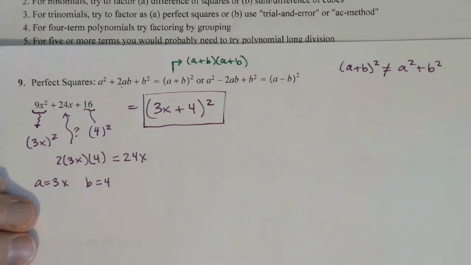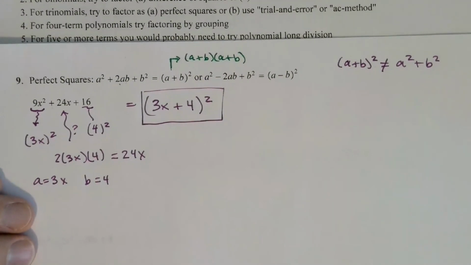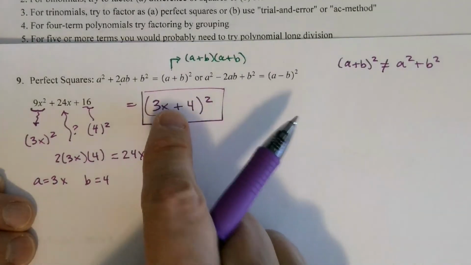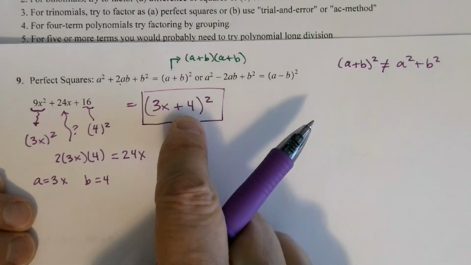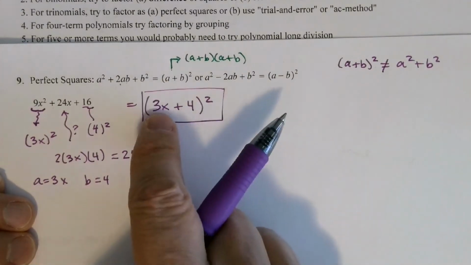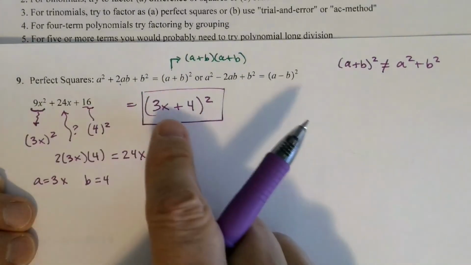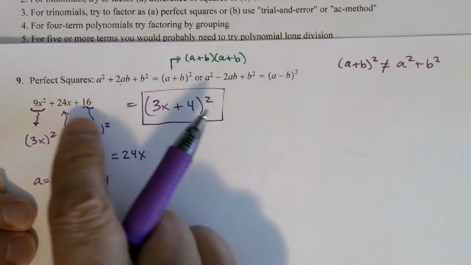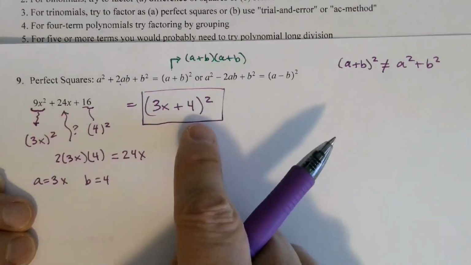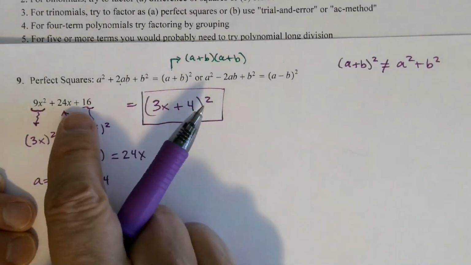Perfect squares are perfect for factoring. Lots of fun. Easy. Again, check by multiplying this out. Foil this out: 3x plus 4 times 3x plus 4. 3x times 3x gives me the 9x squared. The outer and inner are 12x, so 12x and 12x is 24x. Last times last, 4 times 4, 16.